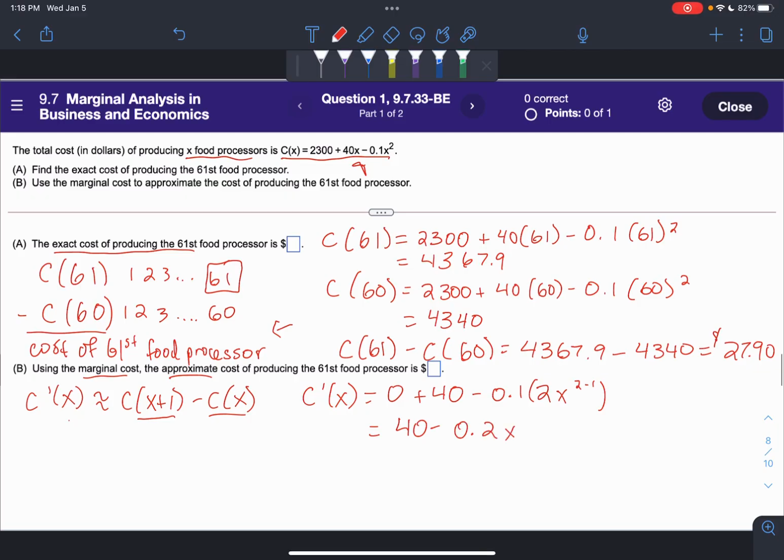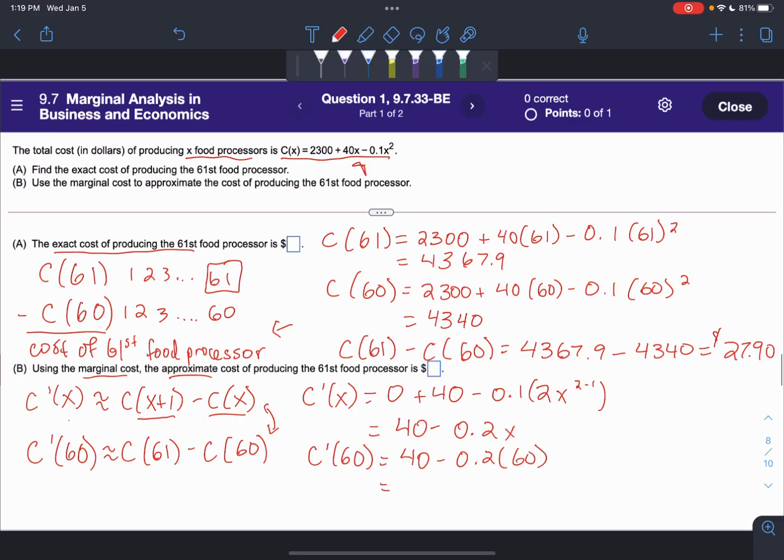So let's go back to what we wanted to find. We want to find this difference, right? C of 61 minus C of 60, okay? We want to find this difference and approximate it using C prime of 60. So if we were comparing these two, we notice that the difference is when x is equal to 60. So that's why I want to find C prime of 60. And that's going to approximate the difference that we found in part A. So let's plug in 60 into our marginal cost function.